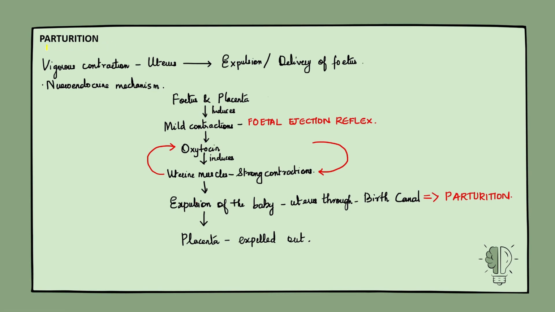All right. So, what is parturition? Parturition is the vigorous contractions of the uterus at the end of the pregnancy, which results in the expulsion or delivery of the fetus. It occurs due to a neuroendocrine mechanism. First, the fetus and placenta induces mild contractions, which is called the fetal ejection reflex. Now, the fetal ejection reflex then initiates the release of hormone oxytocin. Oxytocin then induces the uterine muscles to cause strong contractions. Now, these contractions then further induce the production of oxytocin, which in turn results in stronger contractions, and it results in the expulsion of the baby. The baby is expelled out from the uterus through the birth canal, and this process is called parturition. After the delivery of the baby, the placenta is also expelled out.